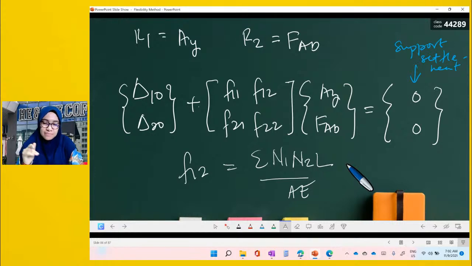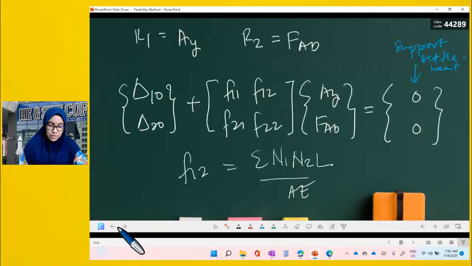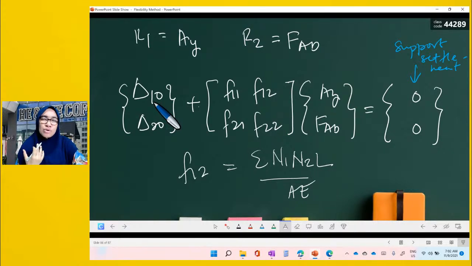So by looking at this compatibility equation, we know what we should have in the table, because what we want is the summation value. In the table we want delta 1 naught, delta 2 naught, F11, F21, F12, F22. For the formula, we multiply by L and divide by AE. But AE is constant, so we don't need the AE value, because it will be cancelled at the end of the analysis.